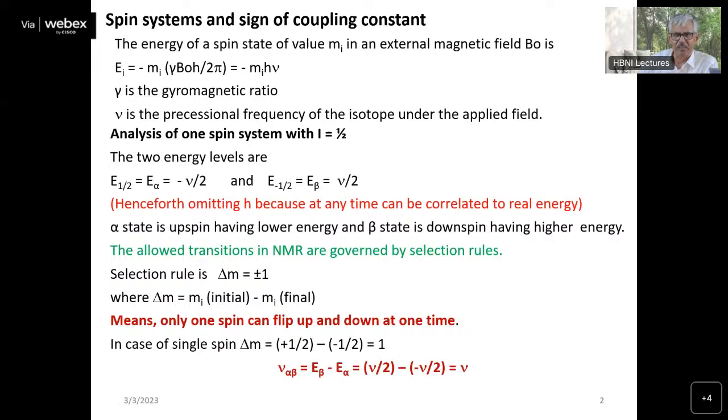In the case of a single spin, delta M is the initial, plus half, the lower energy state, minus the final, minus half, so that is 1. The energy difference nu alpha beta is E beta minus E alpha, and that is nothing but nu, the resonance frequency.